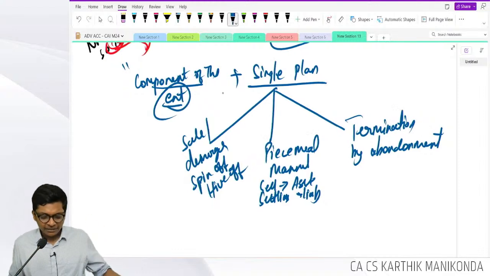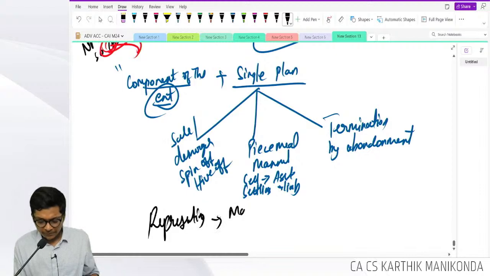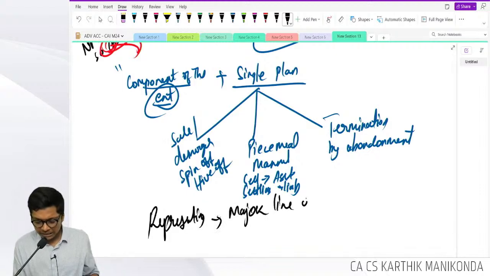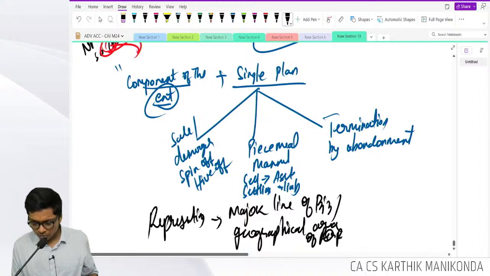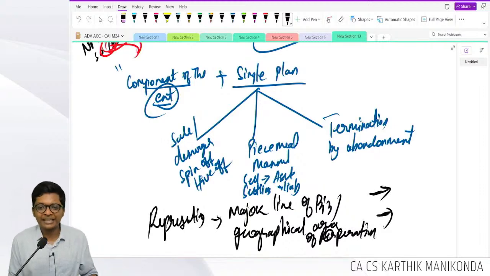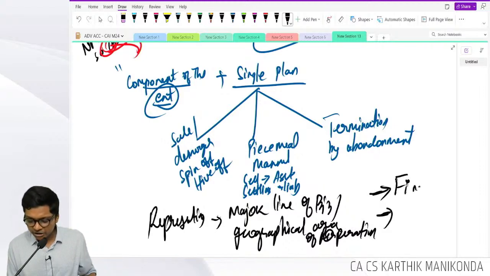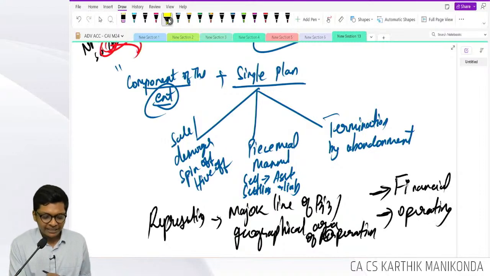This is what component? A component that is representing a major line of business or geographical area of operations that is identified separately for financial reporting or operating purpose.